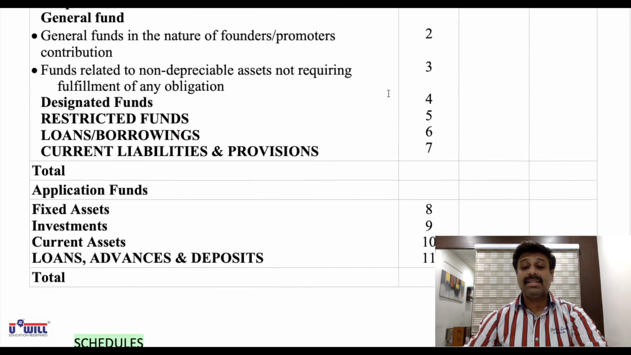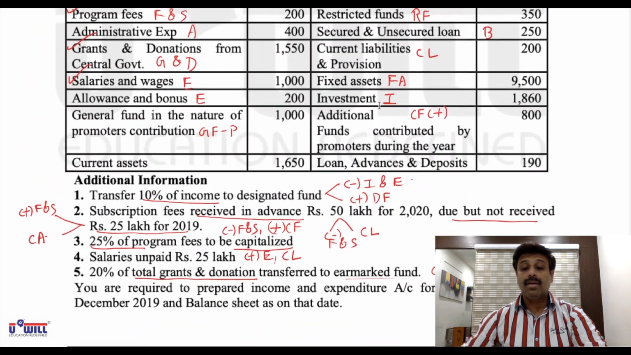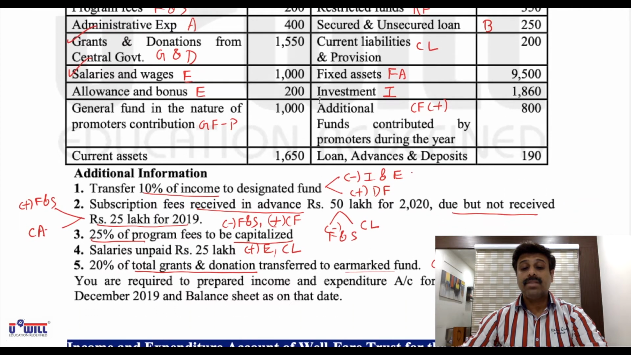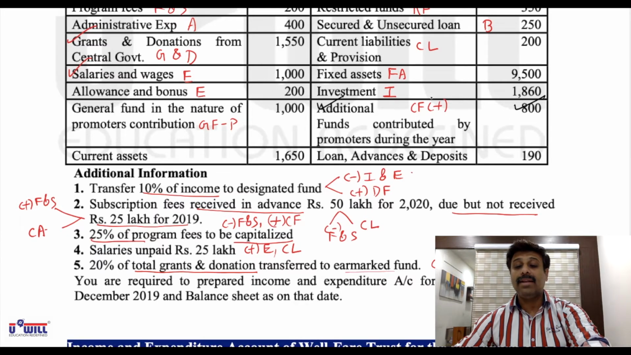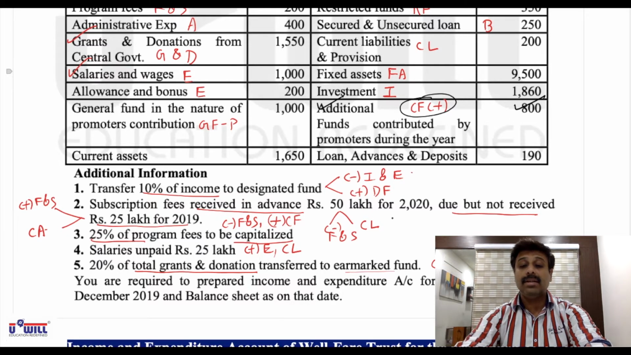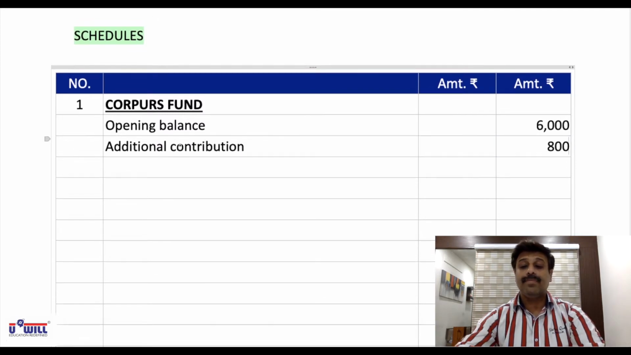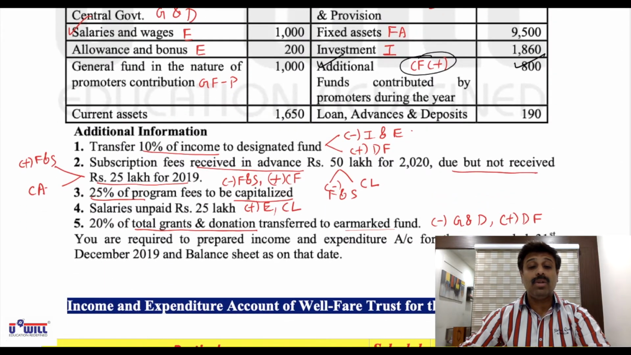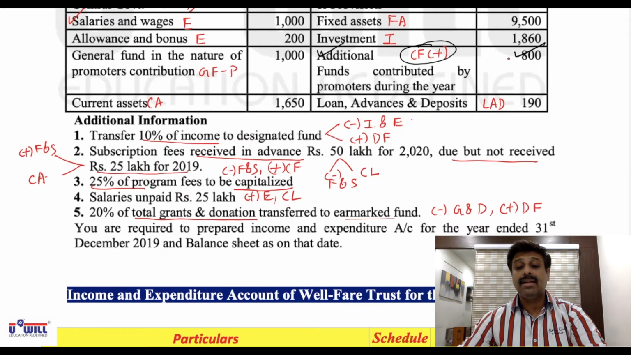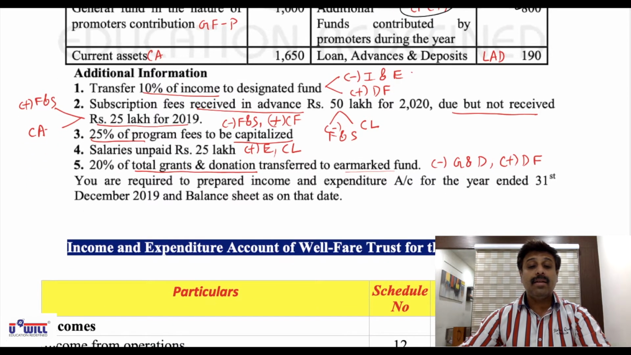Then what else is marked as CF? This additional amount contributed by the promoters, 800, that we have to add in corpus funds. So I'll put it down: plus additional contribution of 800. Further, two items we have left out to do the markings. Current asset would be current asset and loan advances, and deposit would be loan advances and deposits. This 800 is recorded.